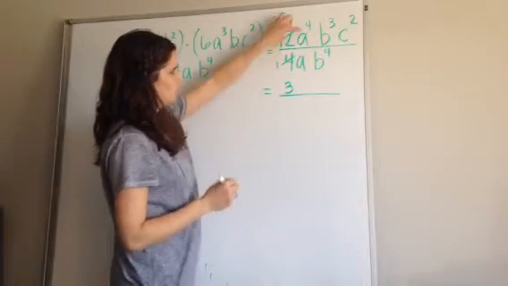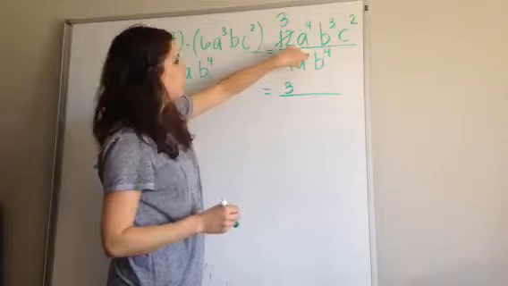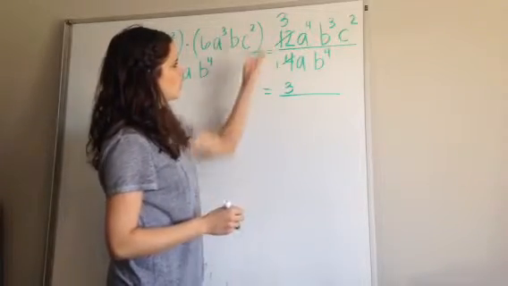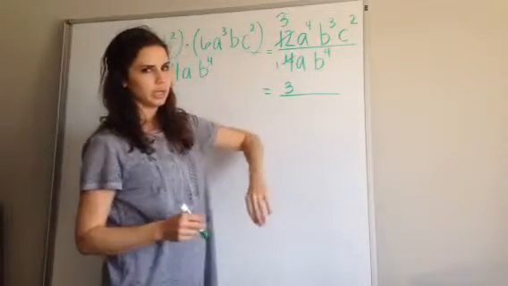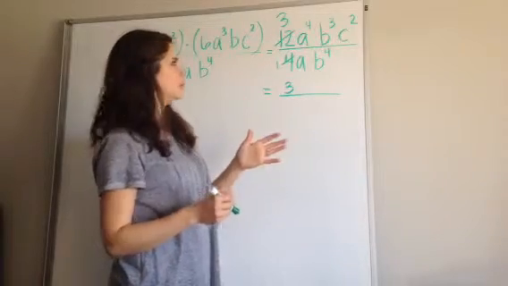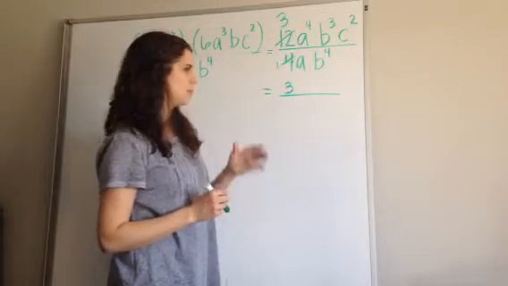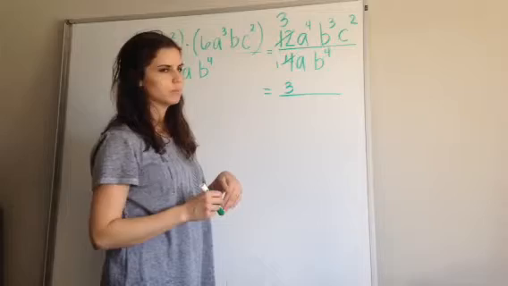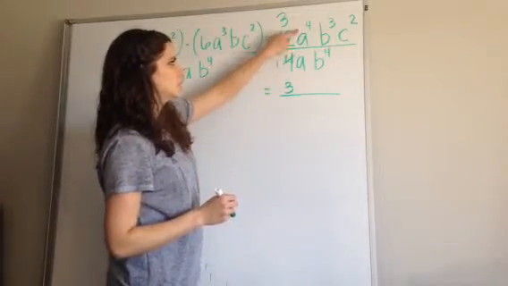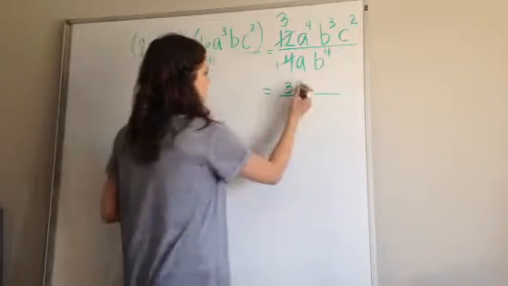Okay, and then I have 4 and then an invisible 1. So 4 minus 1 is 3. So I'm going to have a to the third. And I have to decide, is that going to be on top or on bottom? And it's going to be on top because that's where the biggest exponent was.